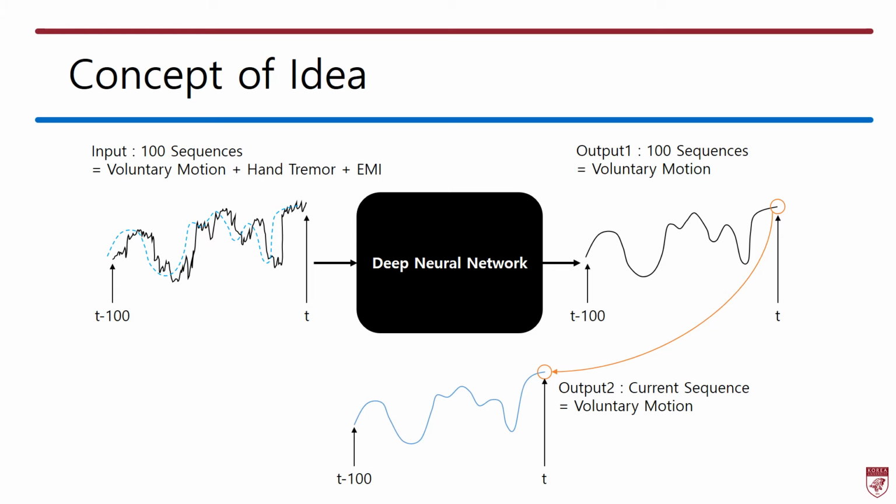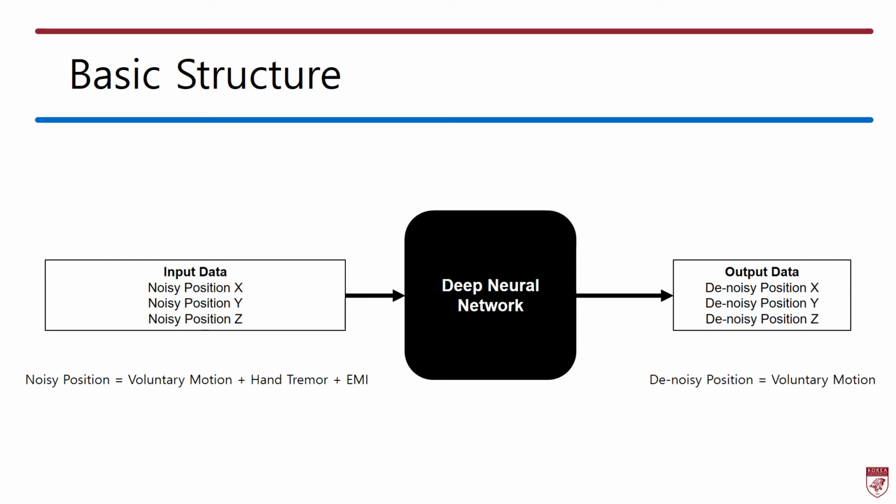Let's extract only voluntary motion using an LSTM neural network from the input sequence with voluntary motion, hand tremor, and EMI noise. The basic structure of a deep neural network is as follows. Construct sequence data with input data of noisy position x, y, z values including voluntary motion, hand tremor, and EMI. It passes through the deep neural network and outputs a sequence which is voluntary motion position data from which hand tremor and EMI noise have been removed.